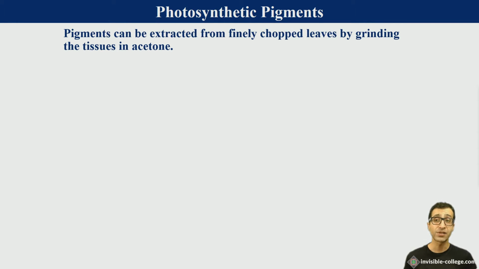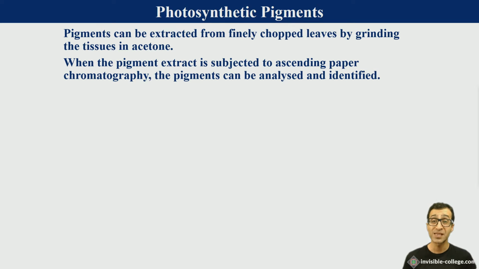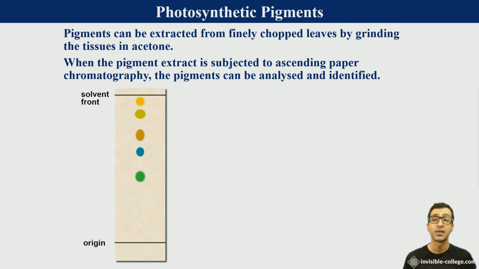So, pigments can be extracted, as we said before, by finely chopping and grinding the plant tissues, particularly the leaves, and we do this in a solvent called acetone. And acetone is an extremely good solvent for a number of different applications, both in laboratory and in other applications. So, when the pigment extract is subjected to ascending paper chromatography, the pigments can then be analysed and identified using this method. Many of you will have conducted this type of experiment for yourselves.